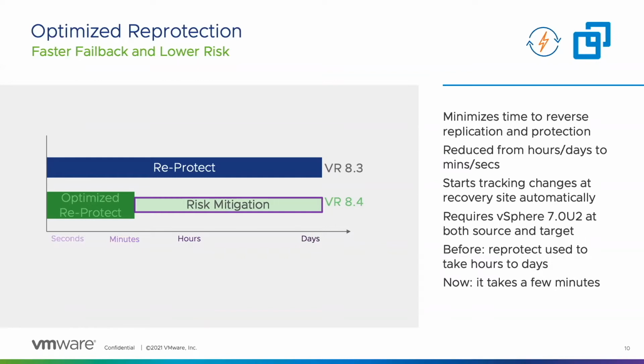So now, after a planned migration, vSphere Replication automatically starts tracking those changes that occur to the recovered VMs. And when the ReProtect workflow runs, only those particular changes will be replicated to the new recovery site. So because of this, the time it takes to ReProtect has been drastically reduced. We have seen where the time has gone from hours to minutes, sometimes even seconds. I do want to note that in order for this to work, both source and target have to be at vSphere update 2.